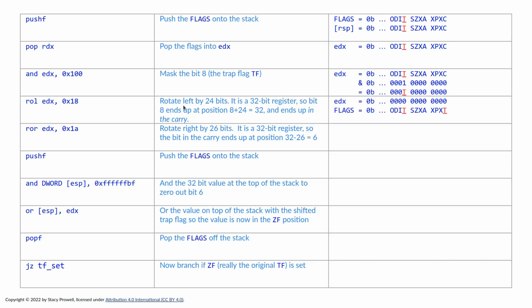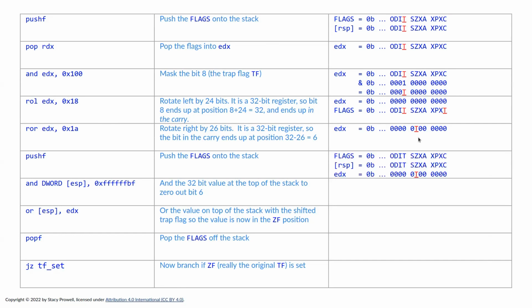They rotate left by 24 bits. And it's a 32-bit register, so bit 8 ends up at the carry. So they rotate this thing all the way off. And if the trap flag was set, it's rotated into the carry, which means that now the carry bit holds a copy of the trap flag. It's kind of a little clever thing to do. Then they rotate right, and they rotate right by 1A. So that's 16 plus 10, which is 26. So 26 bits, they shifted over. Now it's in the position of the zero flag. Okay.